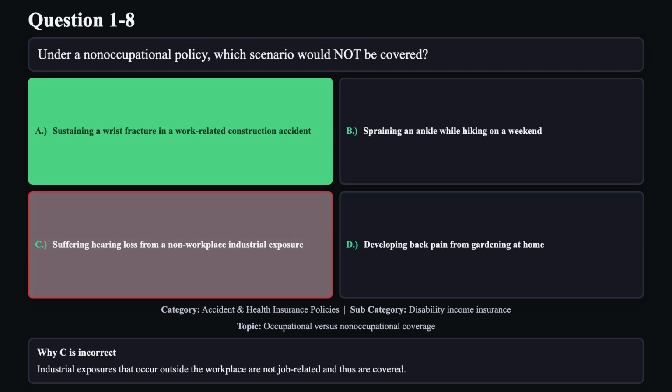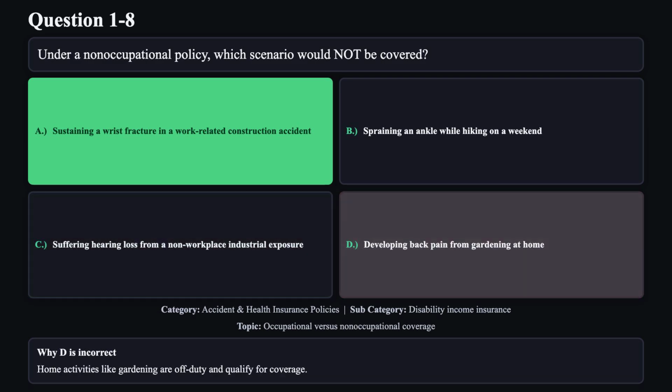Reason C is not correct. Industrial exposures that occur outside the workplace are not job-related and thus are covered. Reason D is not correct. Home activities like gardening are off-duty and qualify for coverage.